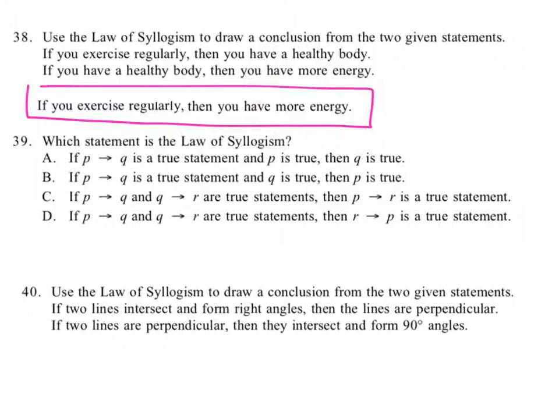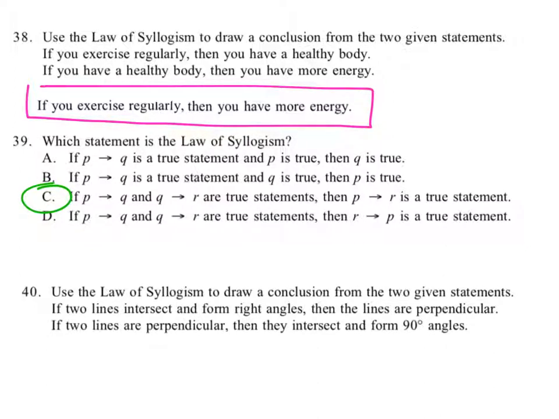Okay, so which statement is the law of syllogism? It is if P implies Q and Q implies R are true statements, then P implies R is the true statement, and that's like looking at 38. If this was P and this was Q, and this was Q and this was R, then we go directly from if P then R. If P then R is a true statement. So that answer is C.